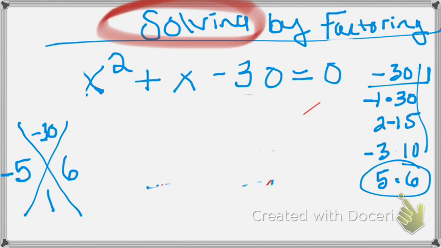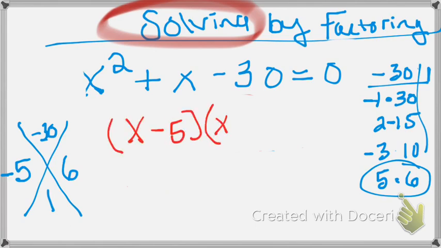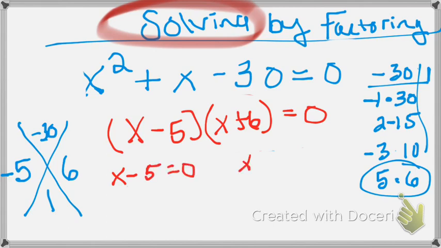So I have x minus 5 times x plus 6 is equal to 0. How do I solve this? x minus 5 equals 0 and x plus 6 is equal to 0. You set both factors equal to 0 and simply solve for x.